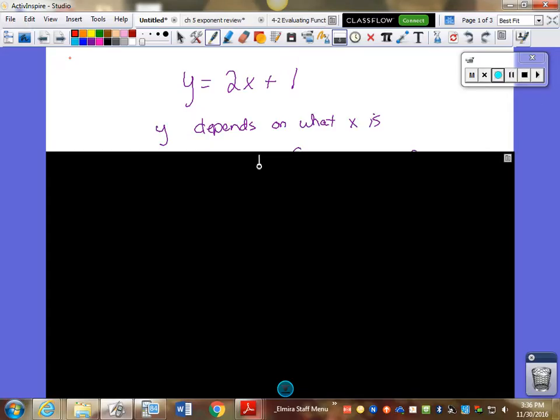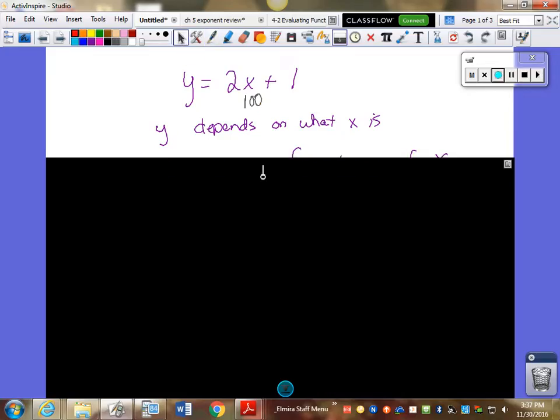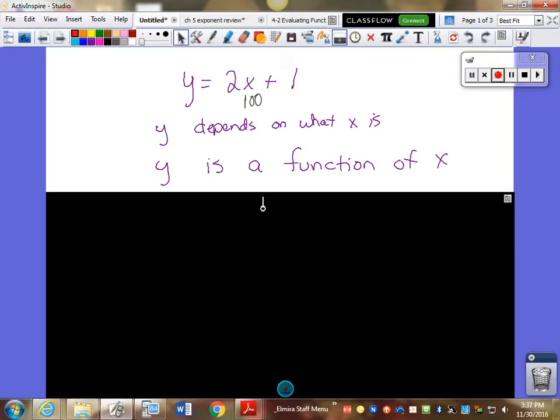The y value depends on what x is. For example, if x is 1, 2 times 1 is 2, plus 1 is 3. So when x is small, well, y is pretty small, it's 3. But if x was 100, well, that would be 201. So the value of y depends on what x is. And another way of saying that is that y is a function of x.